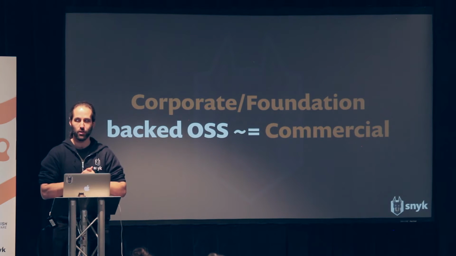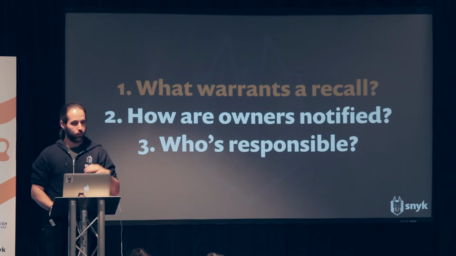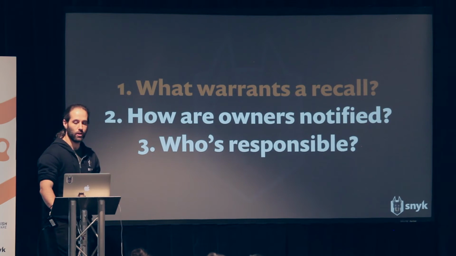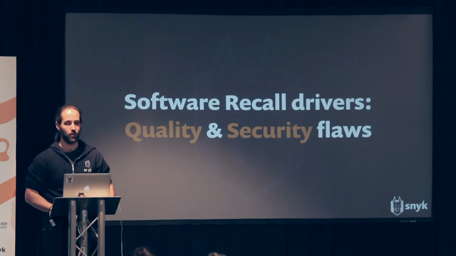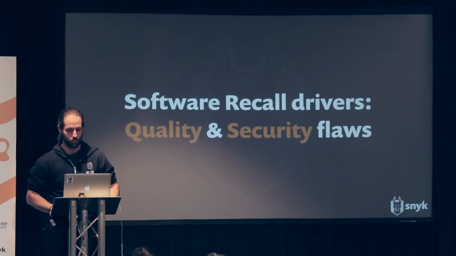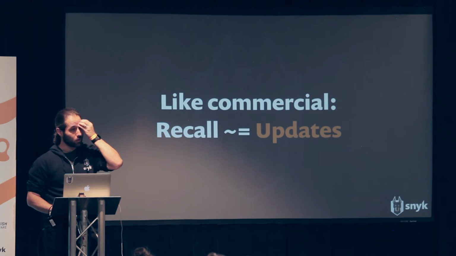But I'm talking more about all the rest, all these smaller projects that are around. They're not the 43 or whatever that are covered by the Linux Foundation. There are the 43,000 that are not. So for those, let's go through the list. What warrants a recall? For the most part, this is software. Once again, quality and security flaws are the same. Safety is a little bit more specific. And like commercial, recall equals updates. But updates in open source are a little bit different.